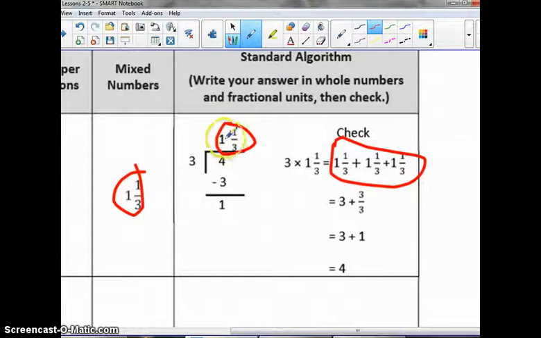So when you do the check, 1 1/3 times 3, which means there's 3 of these guys, 3 of them. 1 1/3, 1 1/3, 1 1/3. And if you add them up, 1, 2, 3, bam, it's that one. And 1/3 plus 1/3 plus 1/3 is 3/3, which is the same as 1. And if you add it to 3, you get 4. Check.